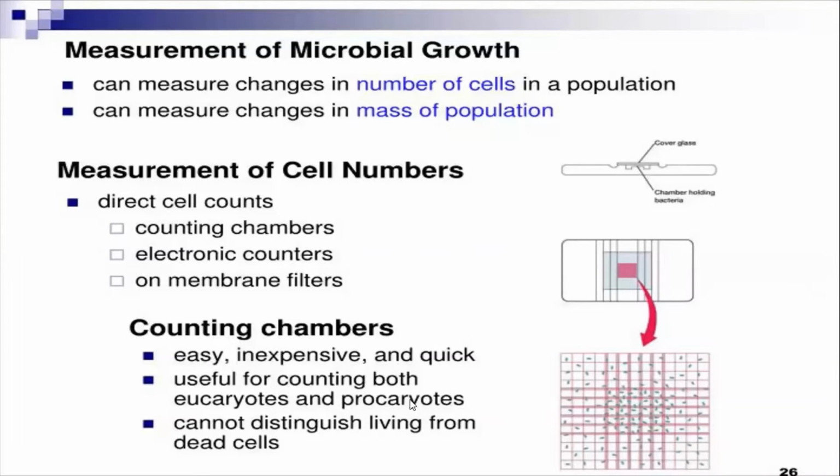Useful for counting both eukaryotes and prokaryotes. Cannot distinguish between living and the dead cells. Yes, this is the disadvantage of the counting chambers. Even if the bacteria is dead, we cannot say that it is dead or not, because हमने एक बार उसको बाहर ले लिया and it is present over here. Then under the microscope, you won't understand whether the bacteria is alive or not.